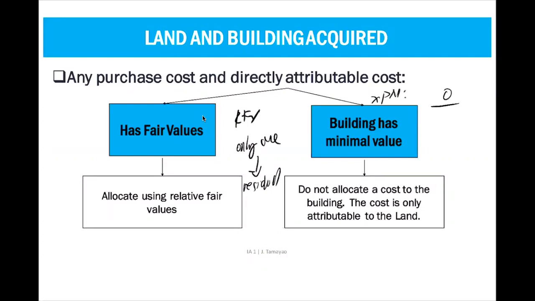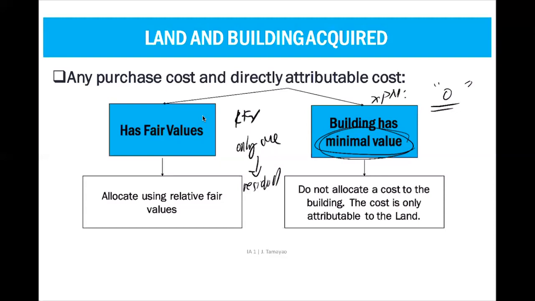You will not allocate any value to the building, therefore the building will be zero, if the building has a minimal value. What is minimal depends on the value in the problem. So for example, the total value is 500,000 and the allocable to the building is only 20,000. The building now has very minimal value. We will not allocate anything to that building.